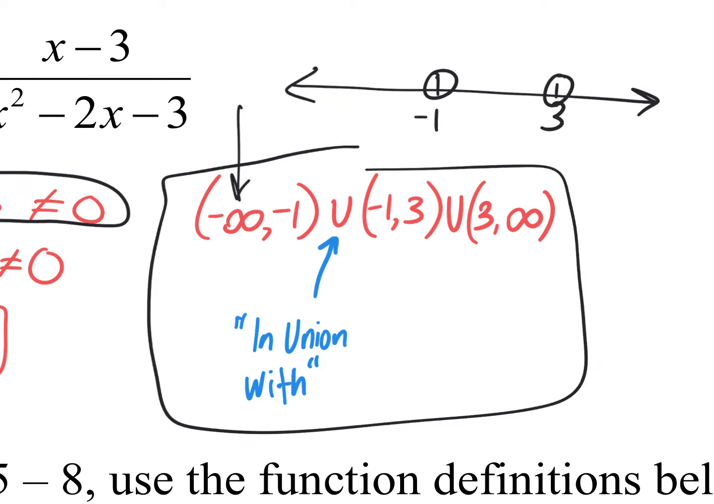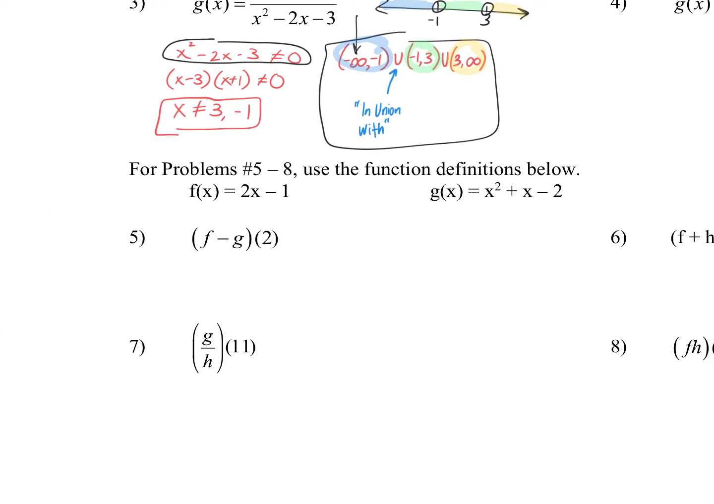So what our domain really represents is this section over here, and this section here, and this section over here. The way we say that mathematically, perfect language here, is we would say "in union with," that U there is "in union with," because we're really combining these three different intervals to represent our domain. All right, let's keep it moving here.